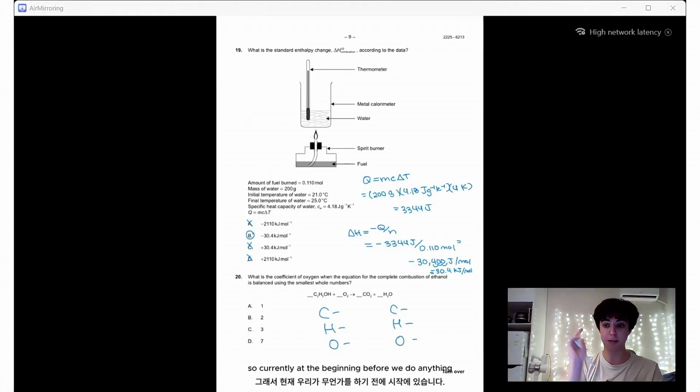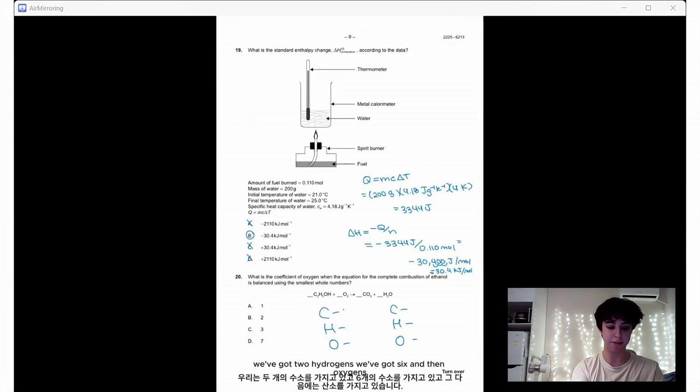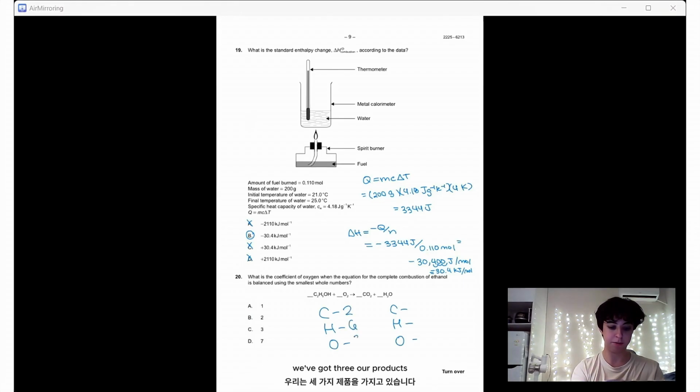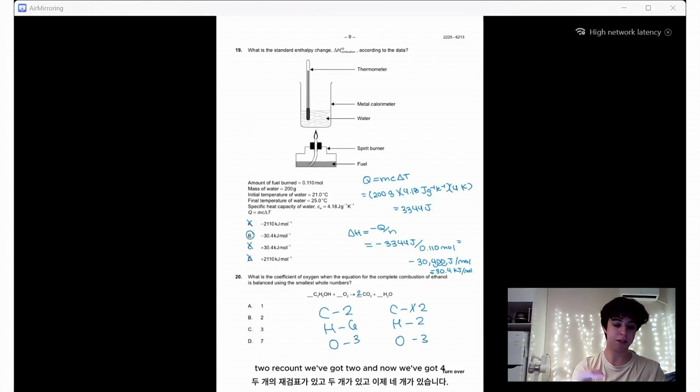So currently, at the beginning, before we do anything, our reactants have carbons: 2, hydrogens: 6, and oxygens: 3. Our products have 1 carbon, 2 hydrogens, and 3 oxygens. We're going to balance our carbons first, and we just need to balance our products to become 2. Only one thing in our products contains carbon, CO2. So we're just going to make that, boom, 2. Recount, we've got 2 carbons, and now we've got 4, 5 oxygens.